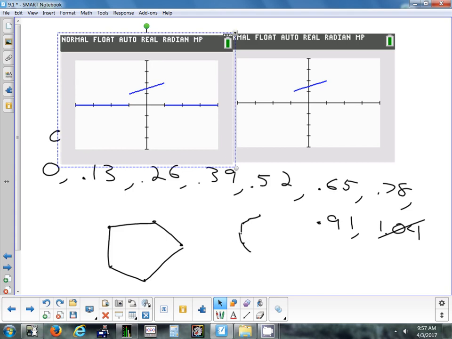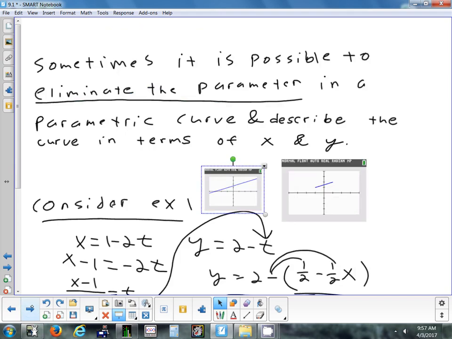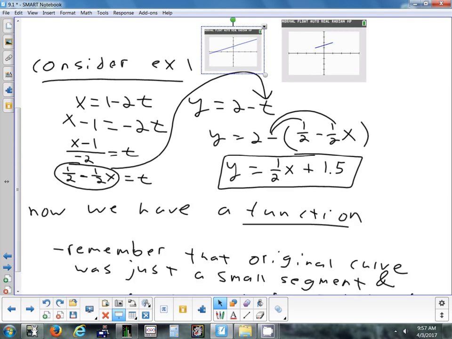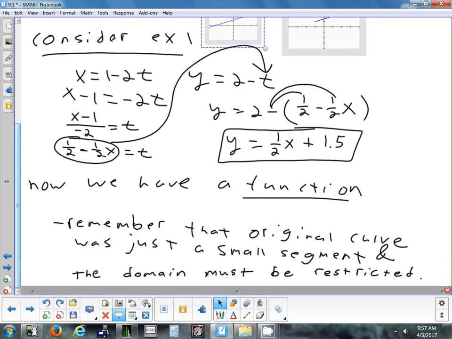Okay? So any questions on how we eliminated the parameter there? Okay, so it's important that the original curve, the one that you had parametrically, was just a small segment. So you have to write the restriction that goes with that function, which would be this. Was it -1 to 1? Is that what we typed in? That is your restriction.